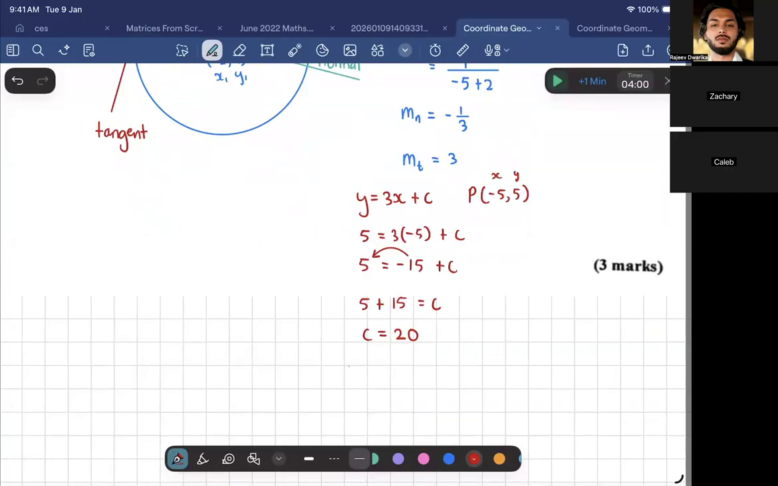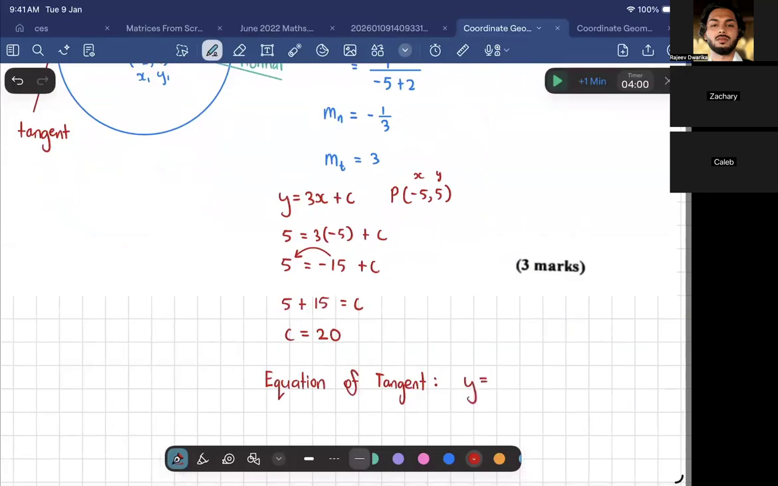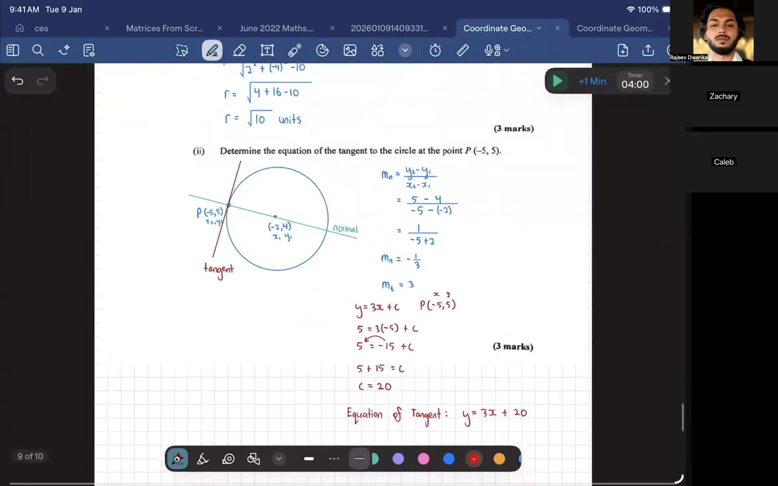So what's my final equation of the tangent? Now, when you're writing the equation of a line, you leave y and x as variables, because it's actually a function. A function takes in an input and gives an output. So y is equal to 3x plus 20. And just like that, I get 6 marks. That has to be some of the easiest 6 marks I'll ever get.